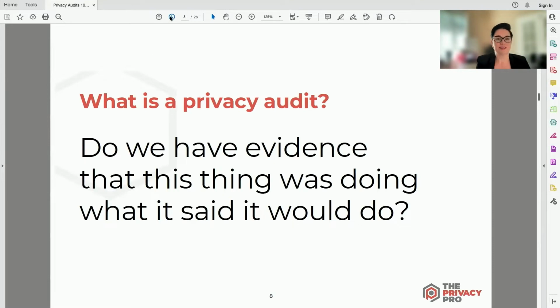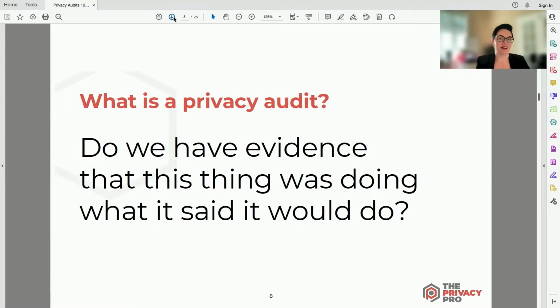So what is a privacy audit? I'm going to start out by grossly oversimplifying this, and at the end of my talk, you will understand why I'm working so hard to keep it simple, because it is work. An audit answers the question, do we have evidence that this thing was doing what it said it would do? So let's break that down.